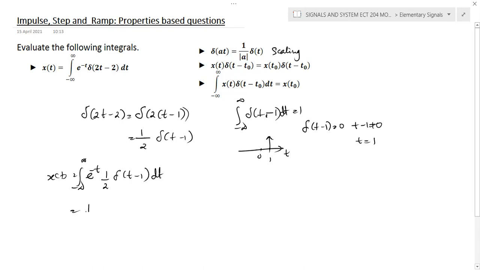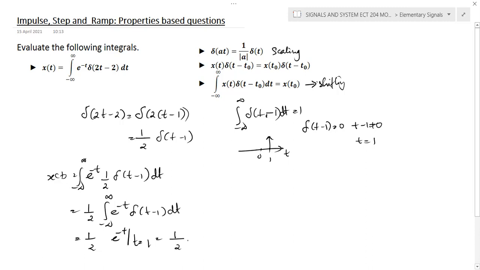So 1 by 2 is a constant, and for the remaining term, we write integral minus infinity to infinity e raised to minus t del of t minus 1 dt. By applying the shifting property, we can evaluate this particular function e raised to minus t at t is equal to 1. So it becomes 1 by 2 e raised to minus 1.